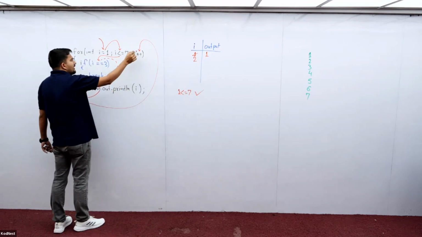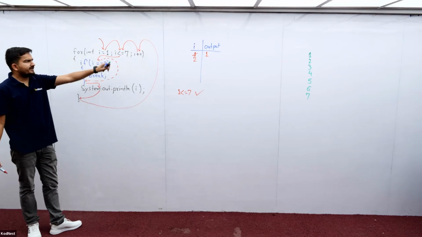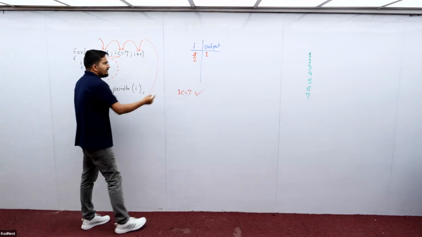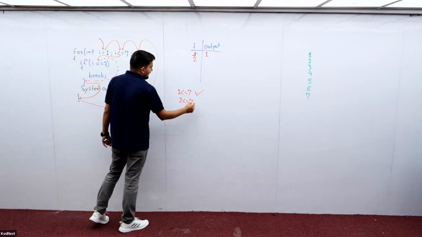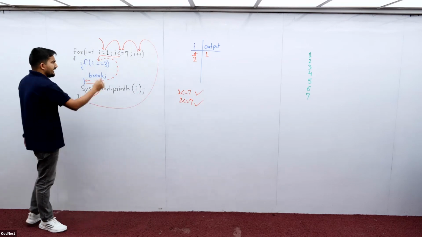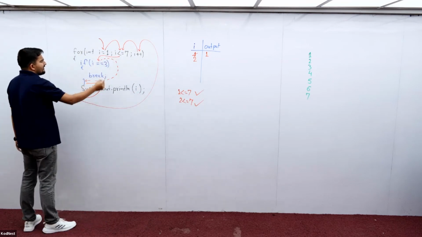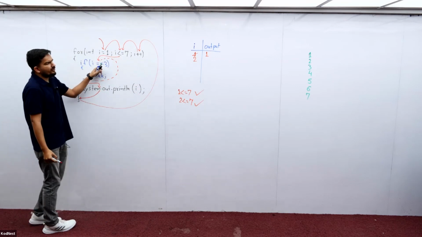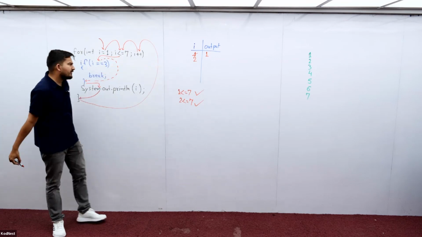After updation, what happens? Condition is checked. Again, condition will be checked. I is less than or equal to 7 or not. That means 2 is less than or equal to 7 or not. 100% 2 is less than 7. Condition is true. If the condition is true, what is going to happen? Control will come inside and again check. If I equal to 3, is I, that means 2, equal to 3? 2 is not equal to 3.